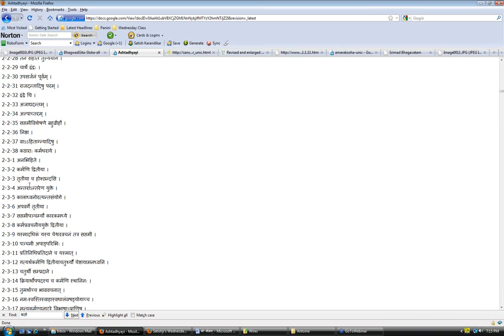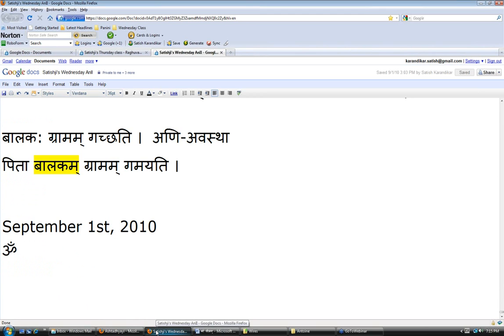This dhatu is abhi plus dha. Abhidha is to narrate. So anabhihite, that's a very important concept. Let's put that down here, anabhihite. This is 2.3.1. Now why is it very important? So here we have the dhatu dha, and the upasarga is abhi.